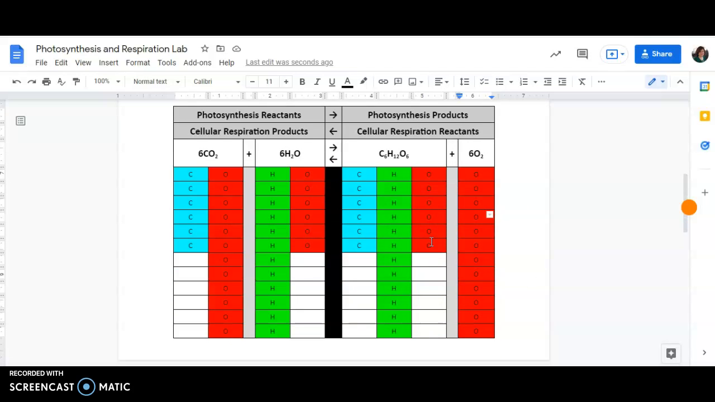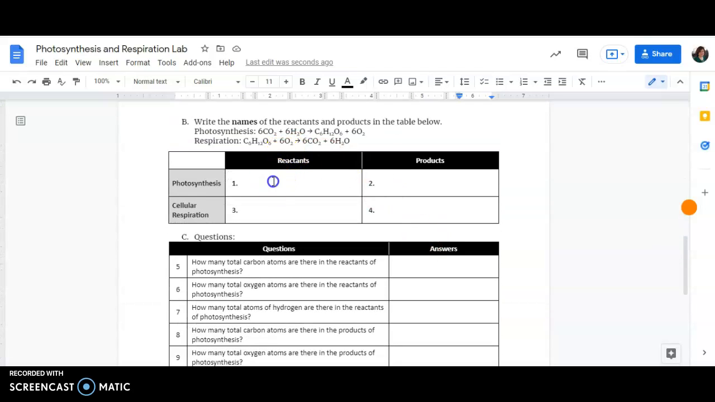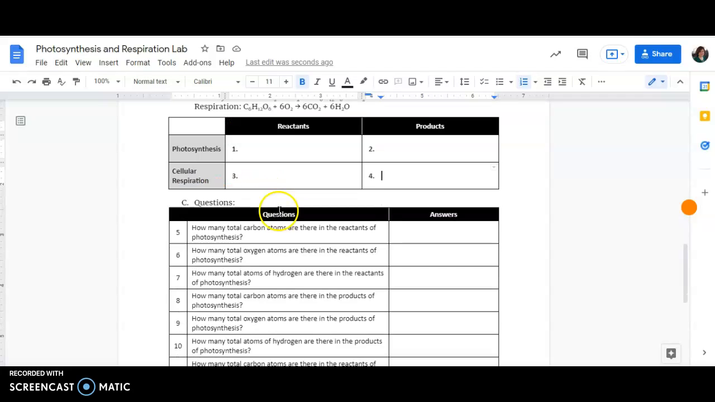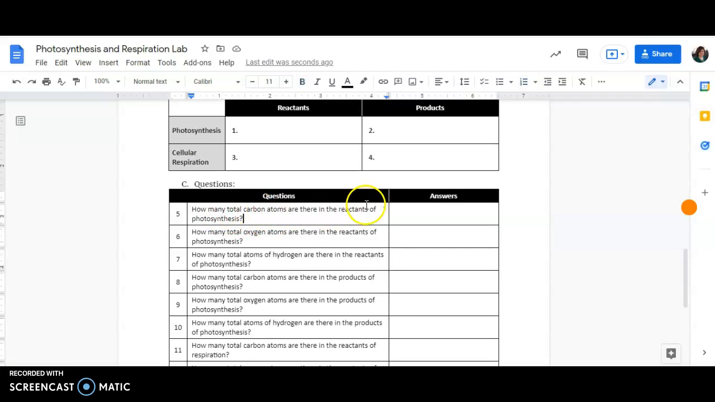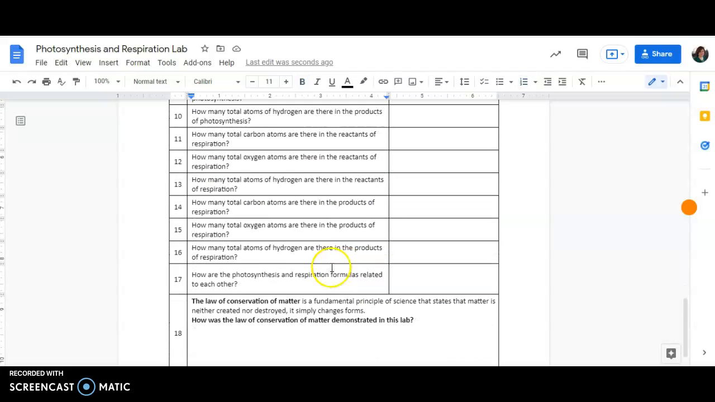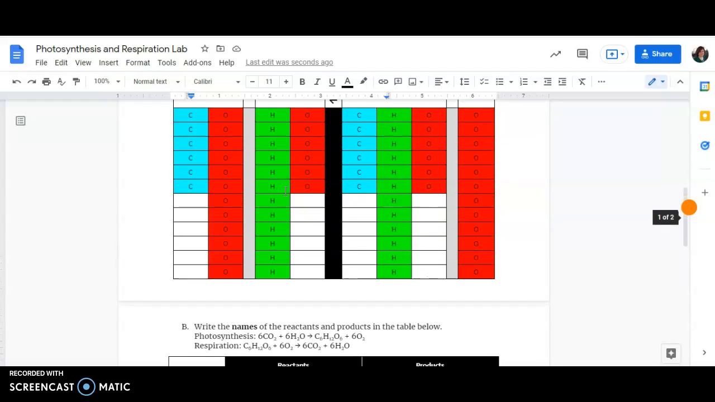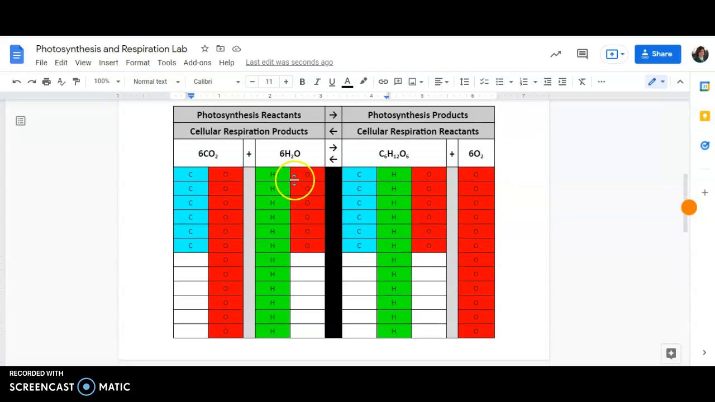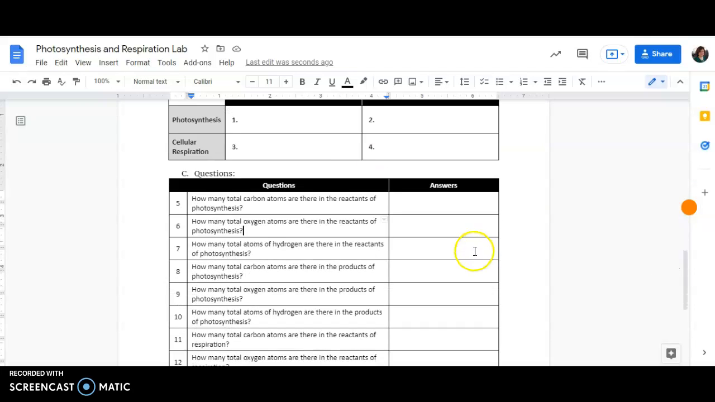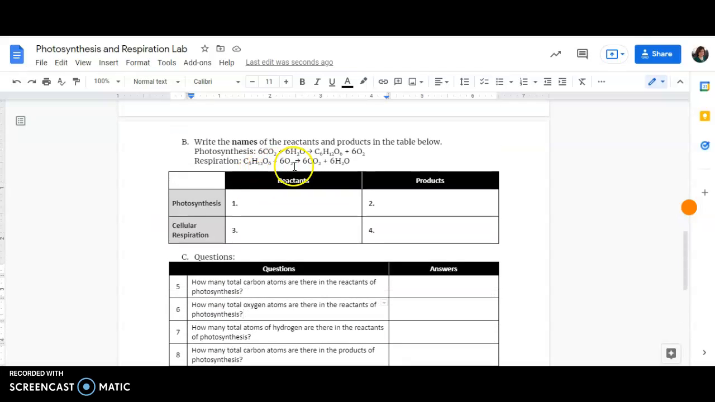When you finish this on your page, you're going to move to the next page and write the reactants and products of each of the equations that were provided to you. Make sure you're paying attention to whether it's photosynthesis or cellular respiration. Then you need to answer the question about how many total carbon atoms there are on each side of the equations. Again, pay attention to whether it's photosynthesis or cellular respiration. That is how you complete this lab. When you're done, you're going to complete the Google form, which is based on the questions on this page. So make sure you complete this page.